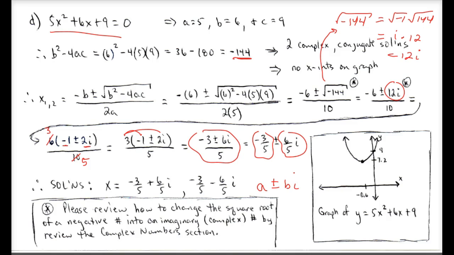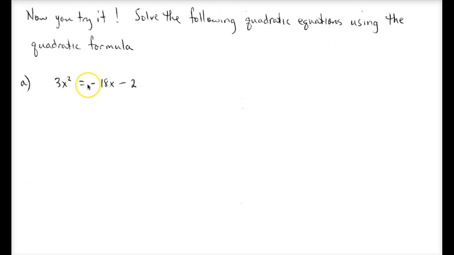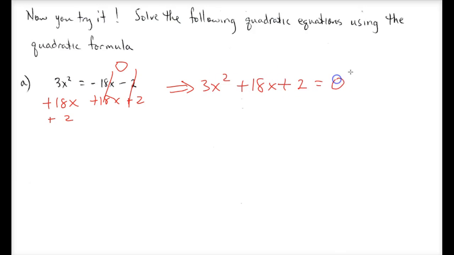All right, so let's move on to some examples that we can work. For this example here, we don't have this in the form that we need to be able to extract out A, B, and C, but we can get there if we add 18x to both sides as well as add 2 to both sides. In doing that, all that goes to 0 here, and we end up with 3x squared plus 18x plus 2 is equal to 0. From there, we know that our A is 3, our B is 18, and our C is 2.